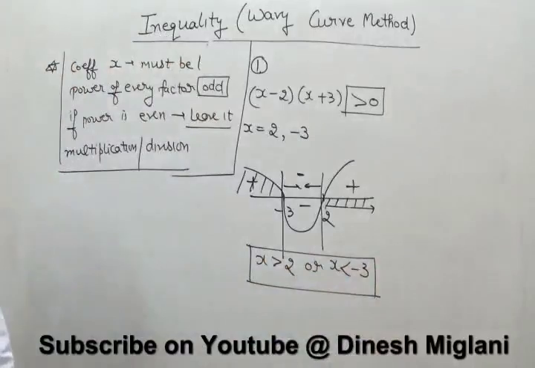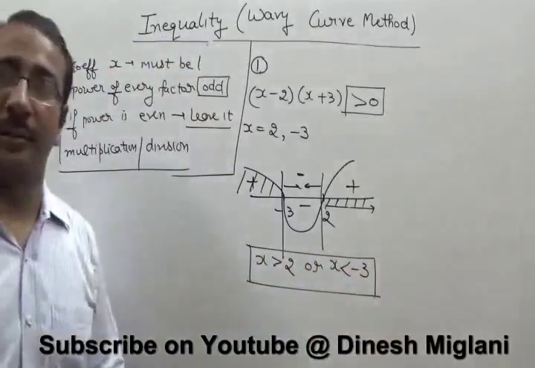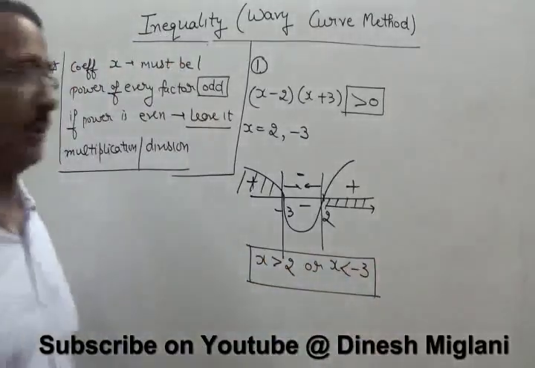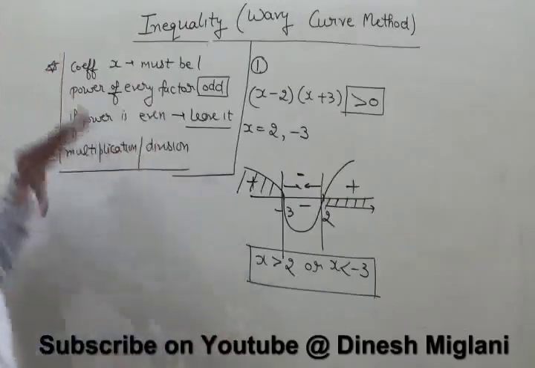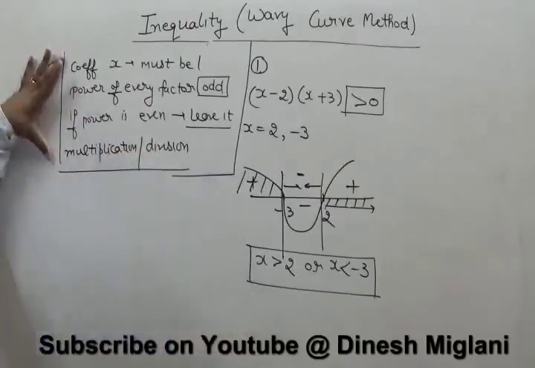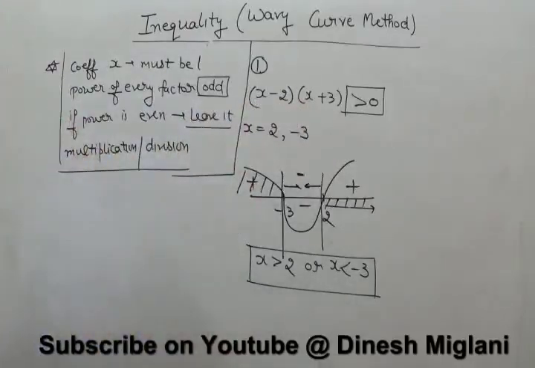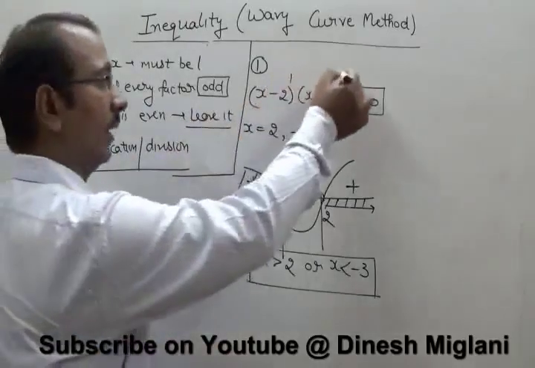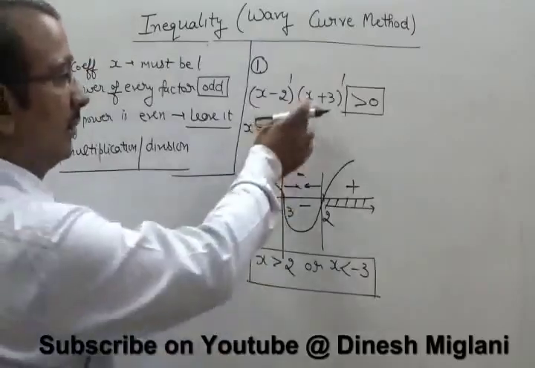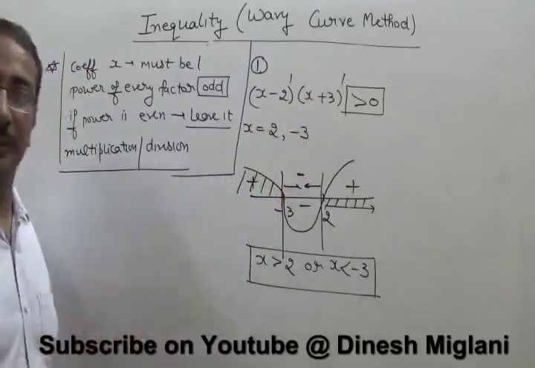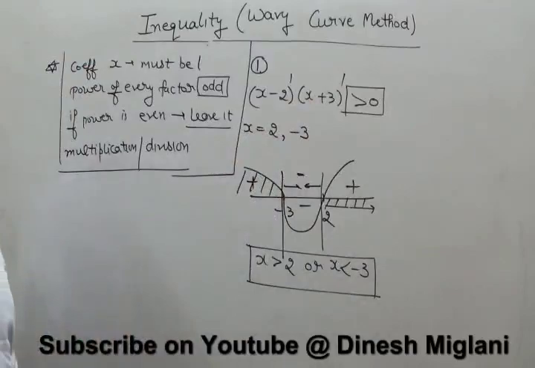Pay attention to what I have stated here. This is the Wavy Curve method. How to answer these types of questions? First of all, you have to maintain these conditions. The coefficient of x is 1 everywhere, that is positive. Then the power is odd, here the power is 1, here the power is 1, and the factors are either in multiplication or division, right? In that case, what is the process?